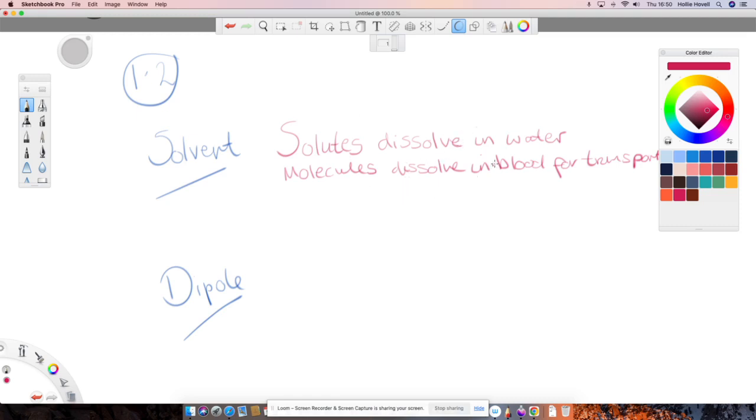Remember that this spec also talks about plants, so it could talk about molecules dissolving in water in plants. So we could talk about the minerals coming in through the roots, dissolved in water, travelling around the plant, something like that. Okay, so it's really useful that substances dissolve in water, which is useful for transport.